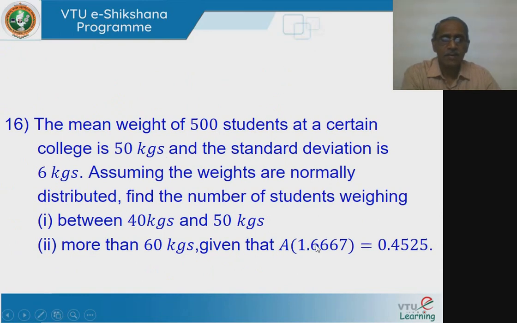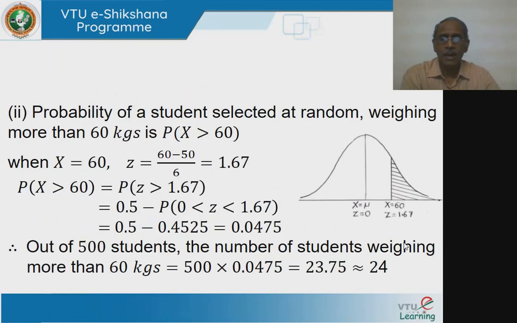The area between z equal to 0 and z equal to 1.67 is given to be 0.4525 from the given data. So 0.5 minus 0.4525 gives the numerical value 0.0475. So this is the probability that a student selected at random weighs more than 60 kgs.